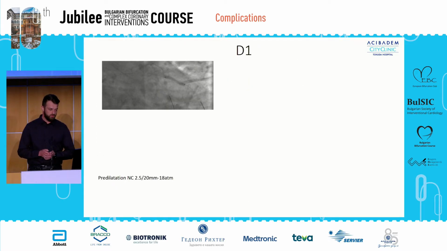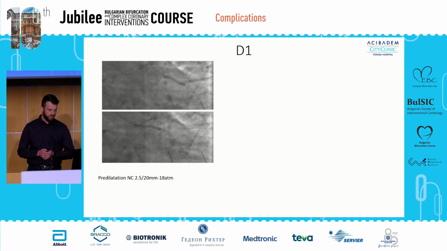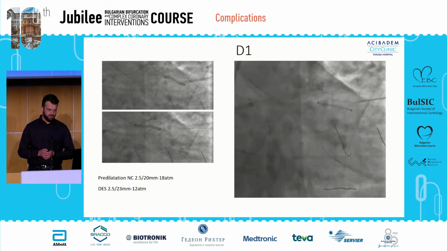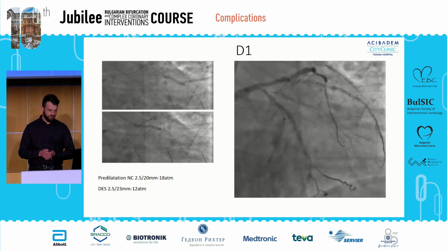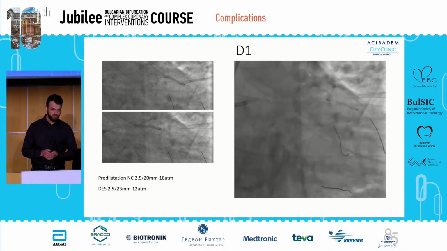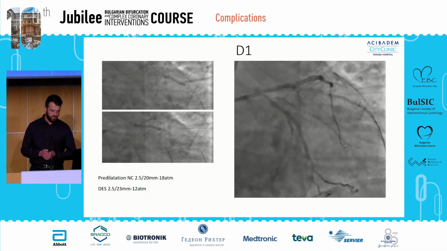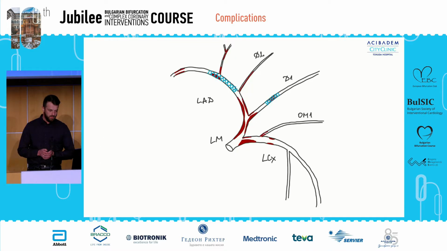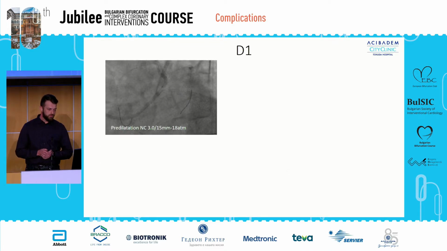After that, we moved to the diagonal branch. We pre-dilated with a non-compliant balloon again at high pressure, 2.5, and implanted a stent in the diagonal proximally. An important step is that we pre-dilate also the ostium of the diagonal, again at high pressure. We moved to the LAD.